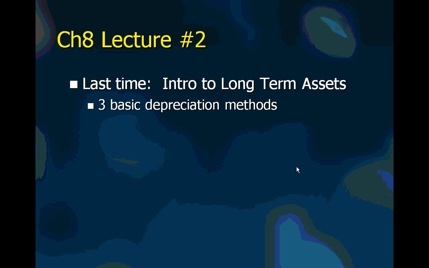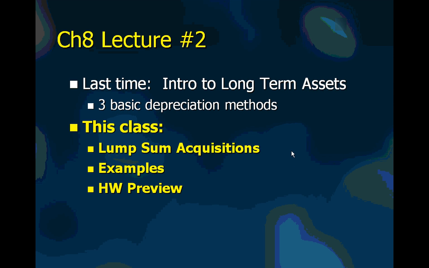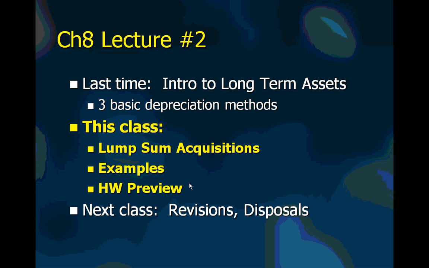All right, class, let's talk about what we're going to cover this time. We know last time we got our introduction to long-term assets and we learned 3 basic depreciation methods. This time we're going to learn about a very specific type of acquisition called a lump sum purchase or a lump sum acquisition. We'll go over several examples of how to handle these and we'll do a little homework preview for you. Next time we're going to go over revisions and disposals of long-term assets.